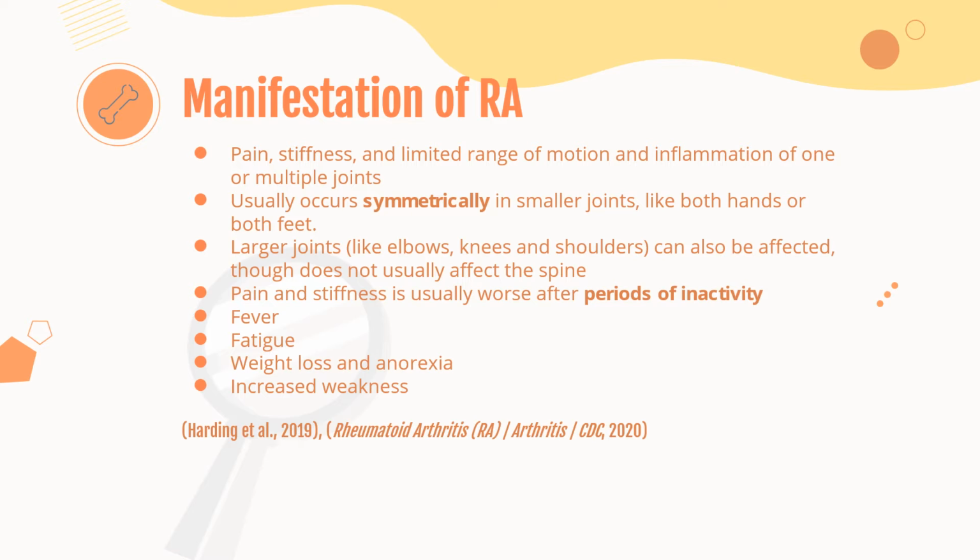Manifestations of rheumatoid arthritis include pain, stiffness, and limited range of motion and inflammation of one or multiple joints. It usually occurs symmetrically in smaller joints, such as in both hands or both feet. Larger joints, such as your elbows, knees, and shoulders, can also be affected, though rheumatoid arthritis does not usually affect the spine. Pain and stiffness is usually worse after periods of inactivity, such as first thing in the morning. In patients with rheumatoid arthritis, we may also see fever, fatigue, weight loss and anorexia, and increased weakness.